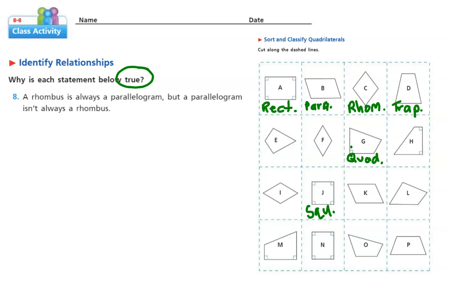So, like I said, all 3 of these are true, and you're going to write down a little quick statement about why it is. So the statement says, a rhombus is always a parallelogram, but a parallelogram isn't always a rhombus. So think of our picture examples over here. This one was a parallelogram, and this one was a rhombus. So what's maybe the difference between the 2? Well, the definition of a rhombus is that it has to have 4 equal sides, but a parallelogram does not. So that's kind of what we're going to write here.